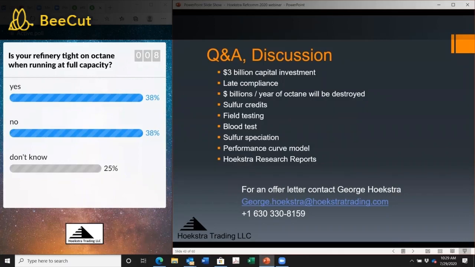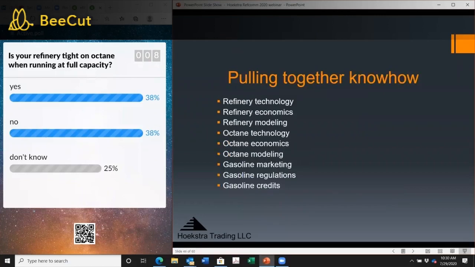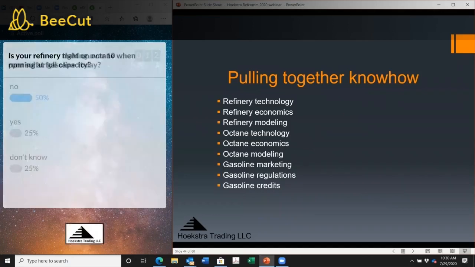It looks like we got 8 responses on octane tightness, and it goes right down the middle. Half tight, half not tight, and 25% don't know. Thanks for your feedback on that.